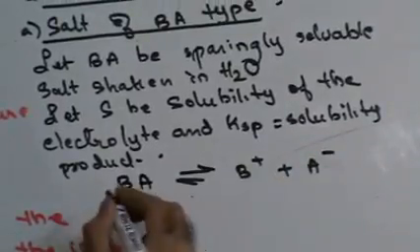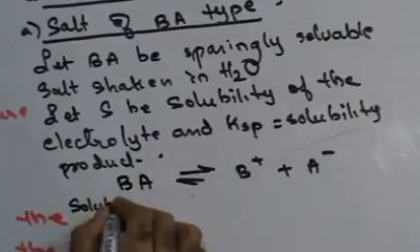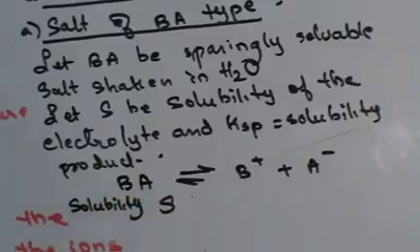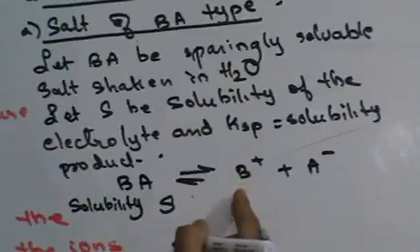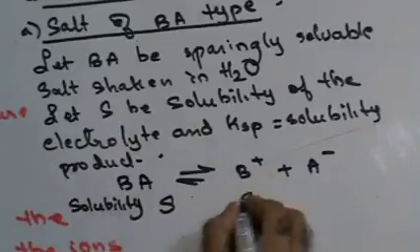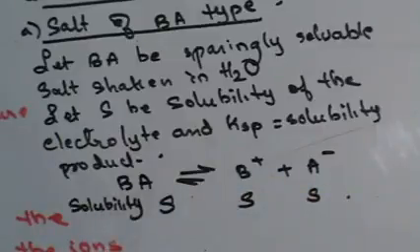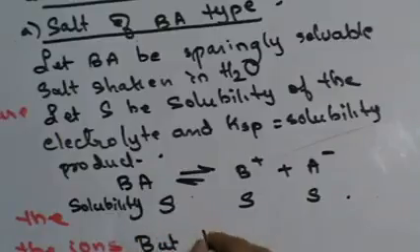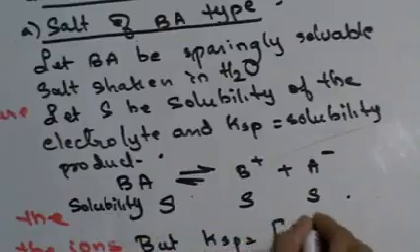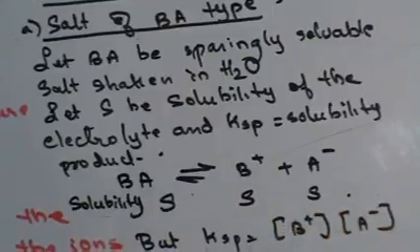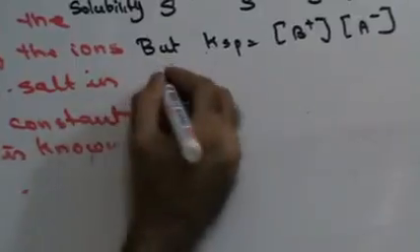Now the solubility of the salt I have taken as S. Therefore, since you have the same number of ions, if S is the solubility here, if it dissociates, a saturated solution will give you S number of B plus ions and S number of A minus ions. Therefore, my solubility product is the active mass of B plus into the active mass of A minus. So Ksp is going to be S into S, so Ksp is going to be S square.